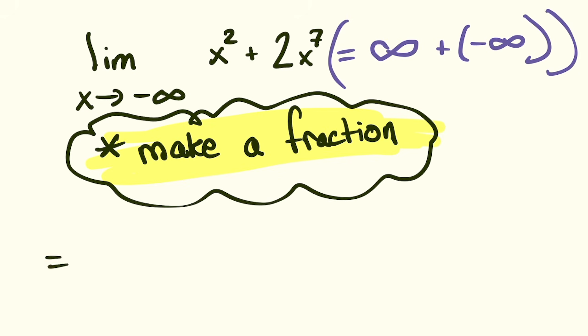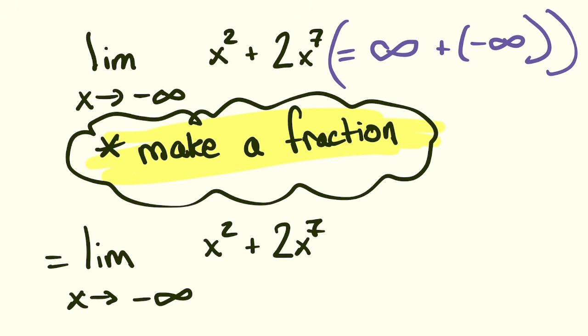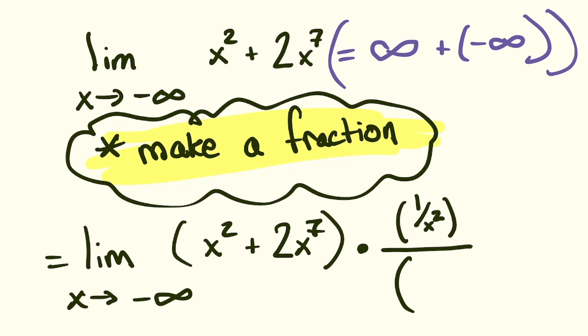So here's what we're going to do to achieve our goal. We have an x squared in here. We're going to take this whole thing and multiply by a fraction. On the top of our fraction, we're going to have 1 over x squared. And the bottom of our fraction, we have to make the same because we have to multiply by a fancy 1. Otherwise, this doesn't work.